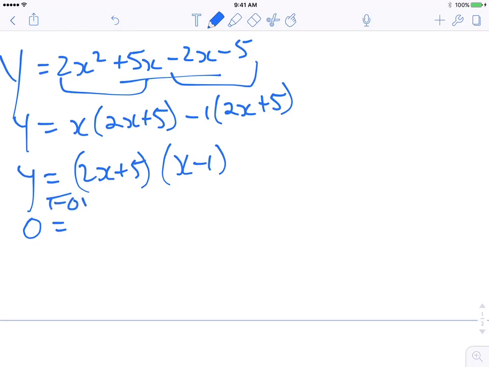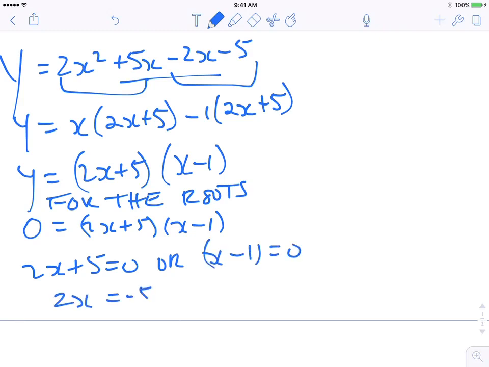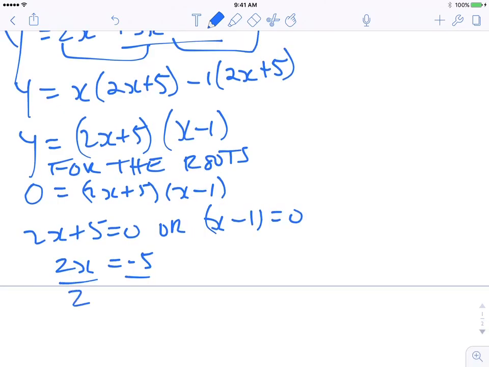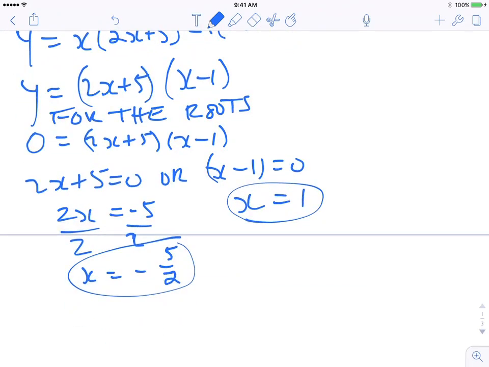And so for the roots, y equals 0. You can even write that in here. That'd be good form. For the roots, 0 equal 2x plus 5, x minus 1, and then we know that 2x plus 5 equals 0, or x minus 1 equals 0. In this case, I'd get 2x equal -5, and then divide both sides by 2, and then x would equal -5 over 2. That's 1. And then here I just get x equal 1. So my two roots are -5 over 2 and x equal 1.